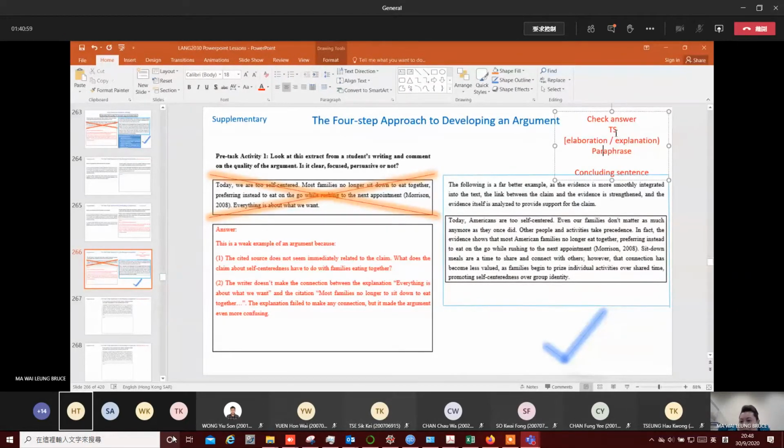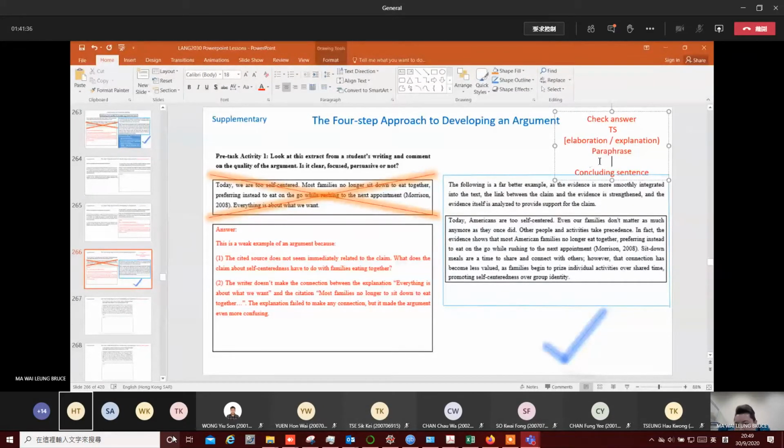The topic sentence is about self-centeredness. The paraphrase is about family dinner. So you may say that this self-centeredness in Americans also applies to family time and makes an impact on family time. So this is a transition, and then you quote: most American families no longer eat together. They prefer to eat on the go while rushing to the next appointment. That's it. Then the topic sentence and the paraphrase will be connected.